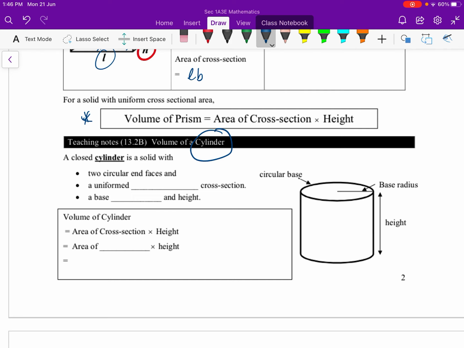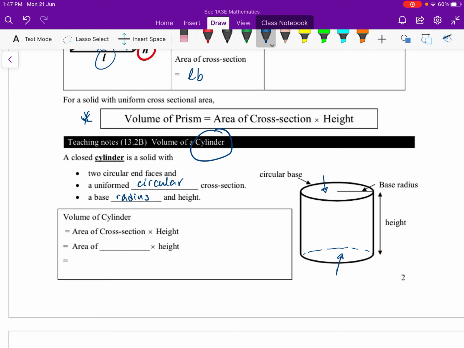Okay. Now it has two circular end faces. One at the top, and at the bottom, another one. So it appears oval in this case because we are trying to draw a 3D object. But if you look from the top, you look from the bottom, you'll see a circle. And it has a uniform circular cross-section. It has a base, a radius.